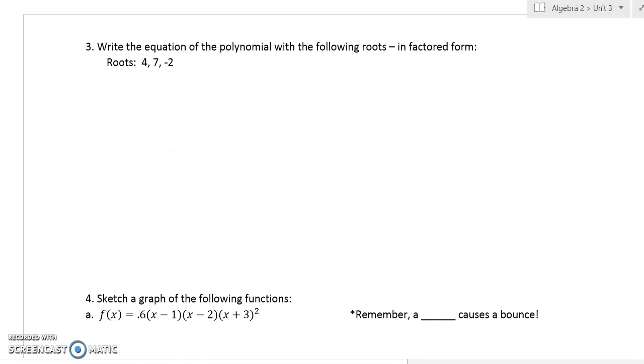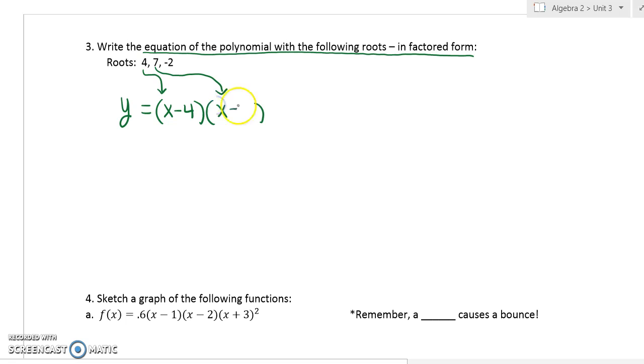Now in example 3 it says write the equation of the polynomial with the following roots in factored form. So they are once again giving us the roots 4, 7, and negative 2. So we're going to write it in factored form. Y equals, well, if the answer is 4, then the factor had to be x minus 4. If the answer is 7, the factor had to be x minus 7. And if the answer is negative 2, the factor had to be x plus 2.